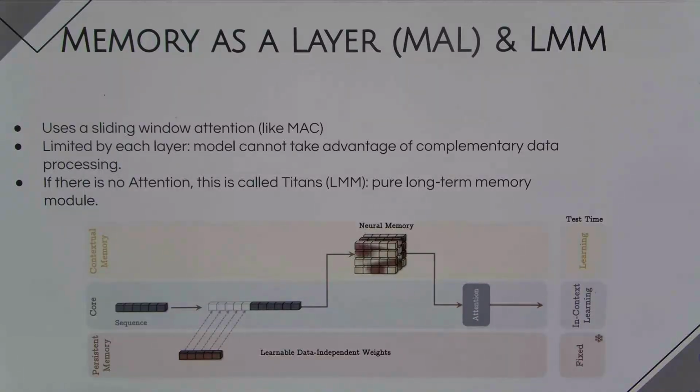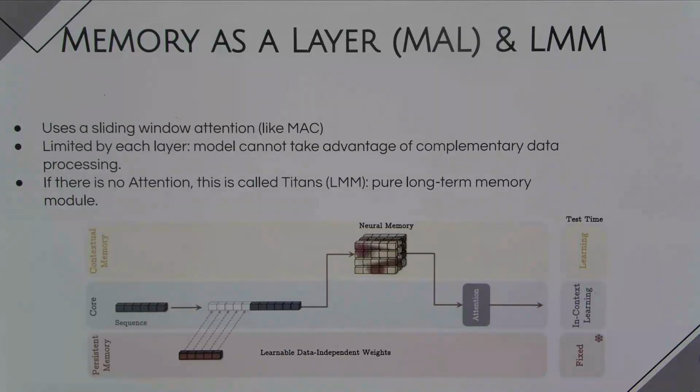And lastly, the last two that they cover are MAL and LMM, which is memory as a layer and not even having attention. If you just have long-term memory, how does that perform? Long-term memory that's trained over time is very similar to what we saw in the beginning with RNNs, where you just have an RNN at test time.